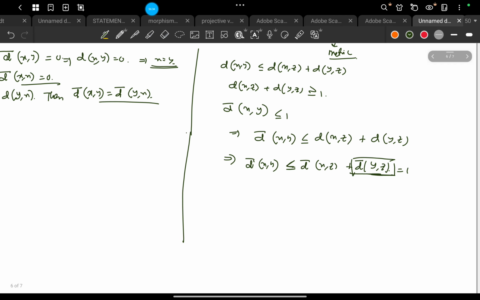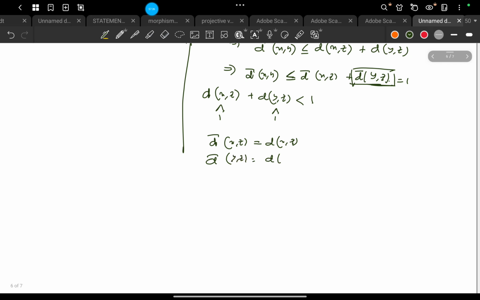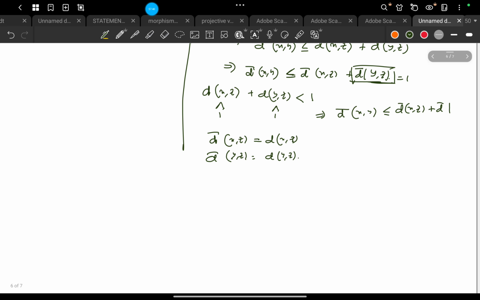But the problem will happen once d of x comma z plus d of y comma z is strictly less than 1. So if it is strictly less than 1, I must agree that this is strictly less than 1, this is strictly less than 1. So that means d bar of x comma z must be d of x comma z, and d bar of y comma z must be d of y comma z. So that will imply that d bar of x comma y is strictly less than d bar of x comma z plus d bar of y comma z.